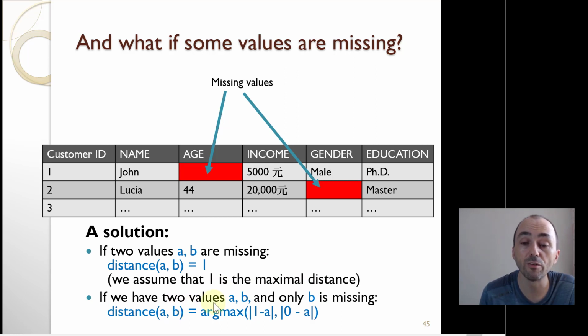And if we have two values a and b and only b is missing, the distance from a to b will be 1 minus a or 0 minus a. We take the maximum, because we don't know if b is 1 or 0. We suppose we only have two values here, so we take the maximum of this as a guess.